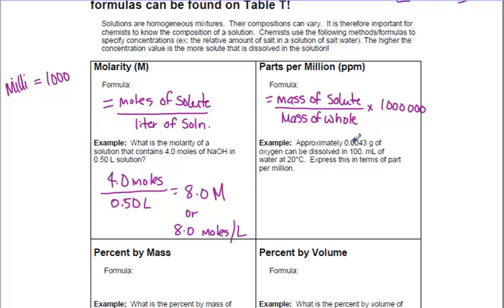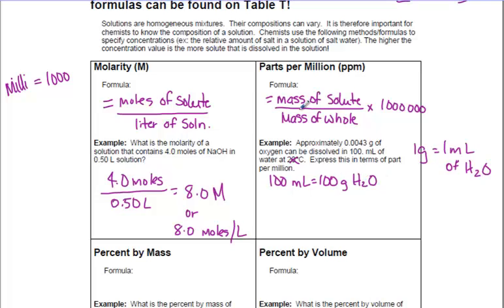So for example, we have 0.0043 grams, that's a mass, of oxygen can be dissolved in 100 milliliters of water. Now the temperature doesn't have anything to do with anything here, so we're going to express this in terms of parts per million. All right, now we have to remember 1 gram is equal to 1 milliliter of H2O, okay, based on its density. 1 gram per milliliter is its density, and that's where we get the mass from. So 100 milliliters is going to equal 100 grams.